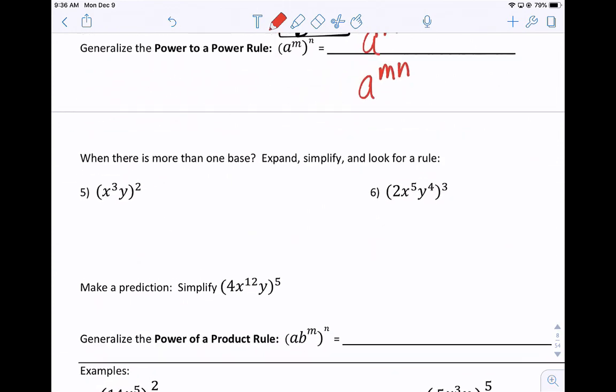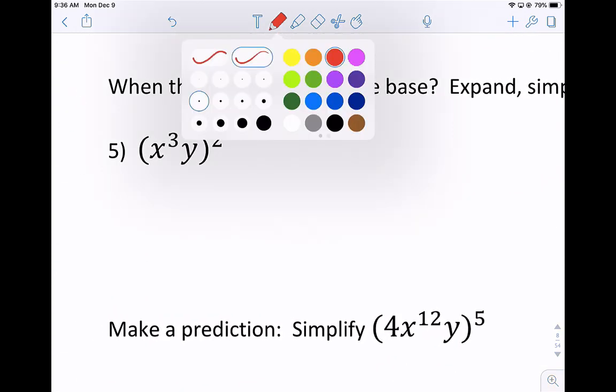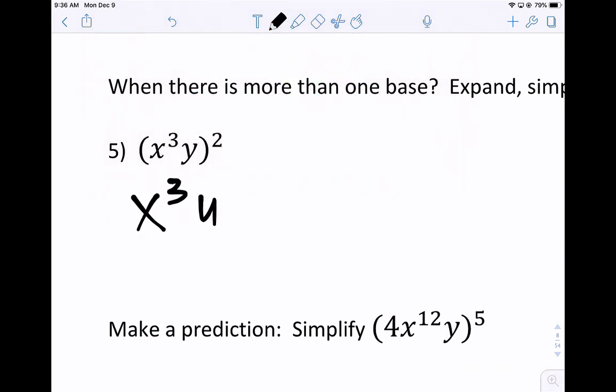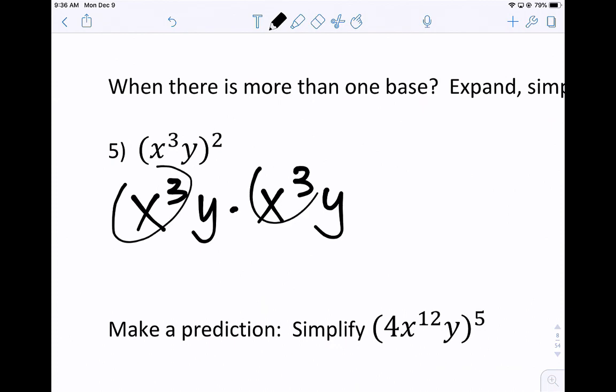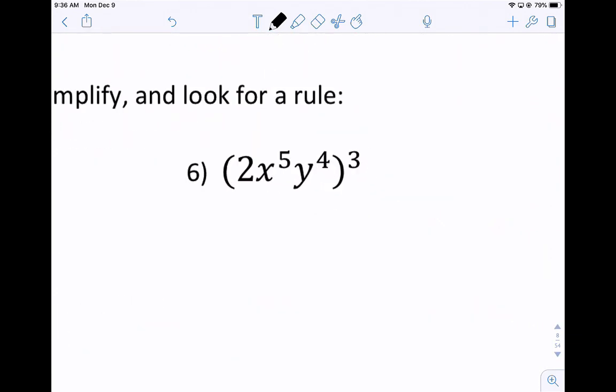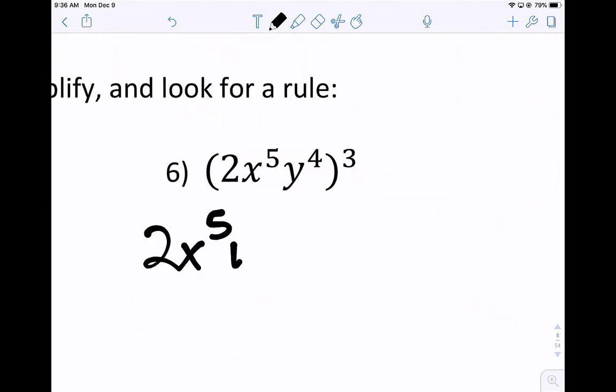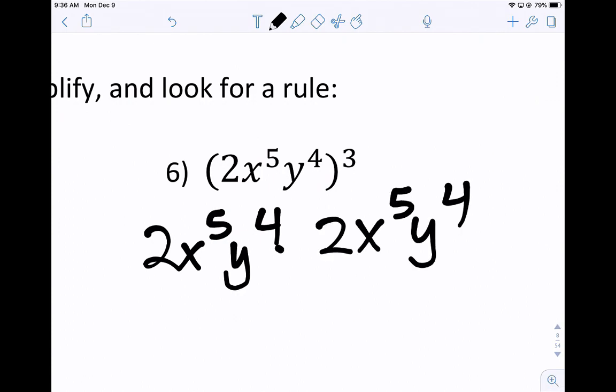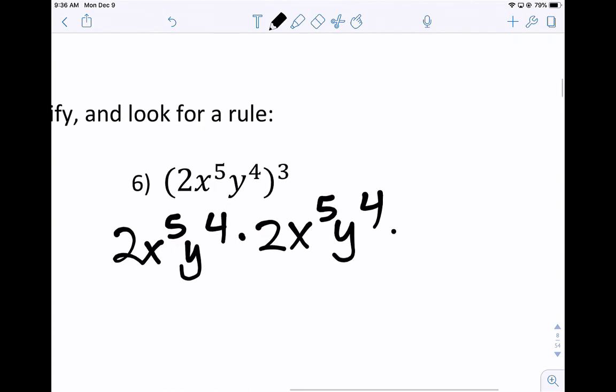Okay, what if there's more than one base? Expand, simplify, and look for a rule. So what if we have x to the 3rd y, but twice? X to the 3rd y, x to the 3rd y. Let's look at the x's. There's 6 of them. Let's look at the y's. There's 2 of them. Let's do this one. 2x to the 5th, y to the 4th 3 times. Oops. These are all being multiplied.